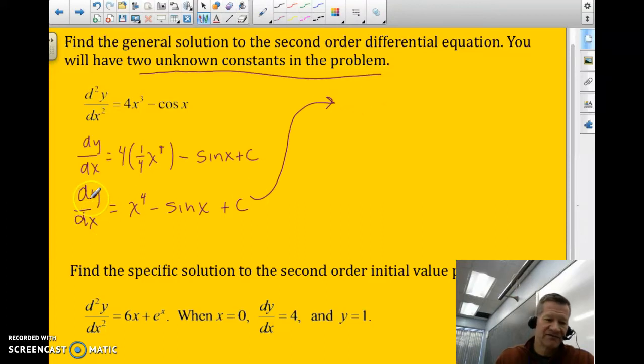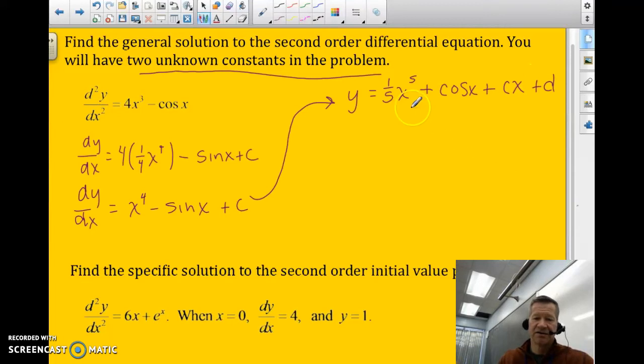So the antiderivative of dy dx would be y equals the antiderivative of x to the 4th, which would now be x to the 5th times the reciprocal in front. So 1/5 x to the 5th minus the antiderivative of sine, which would be negative cosine. So that minus a negative will be plus cosine x, plus the antiderivative of c would be cx, and then a constant. So there's your two constants. So there we go. Now let's see if that's correct.